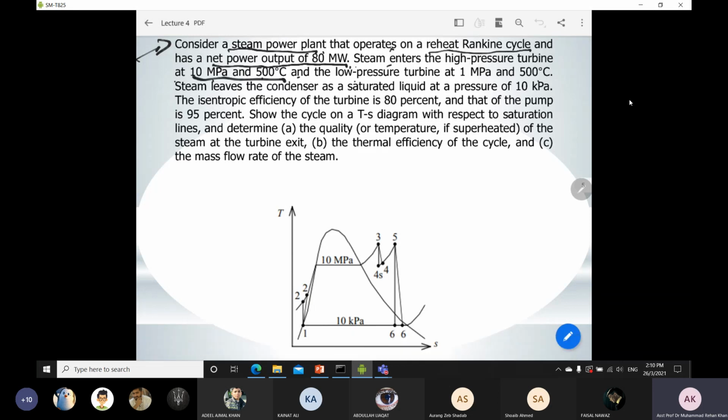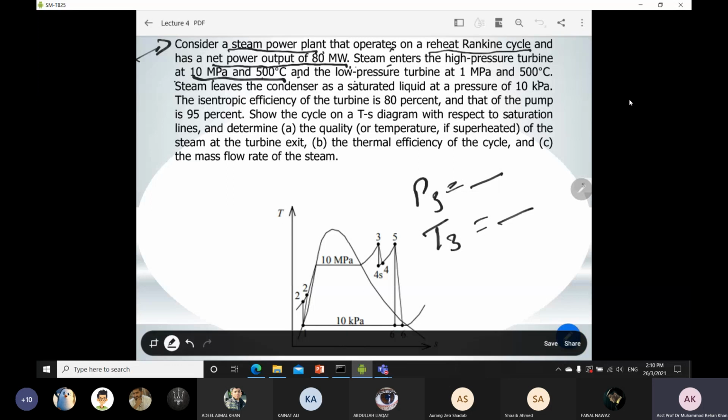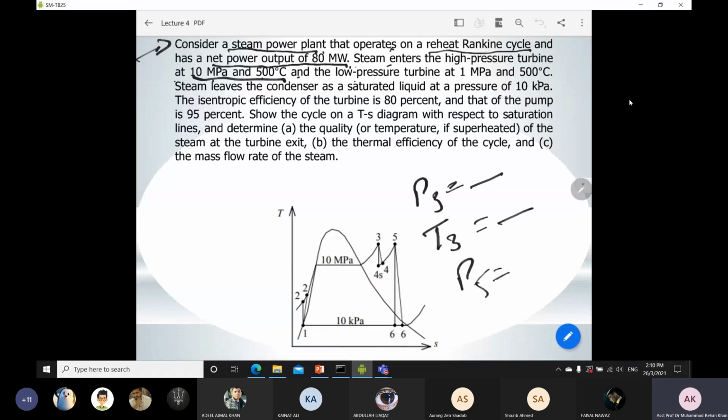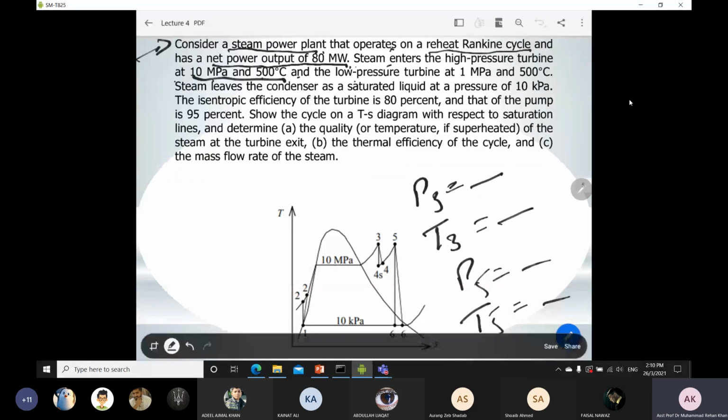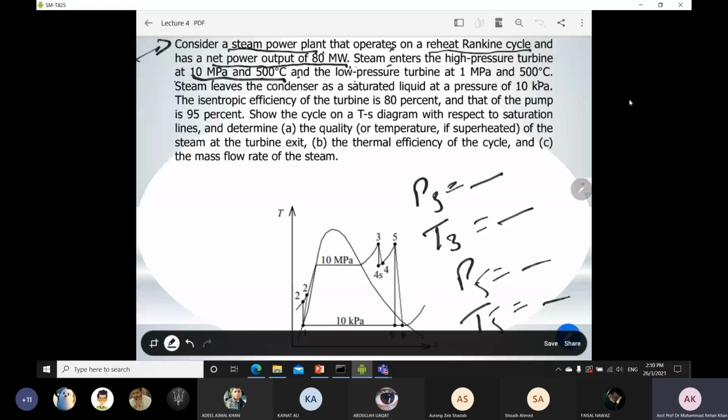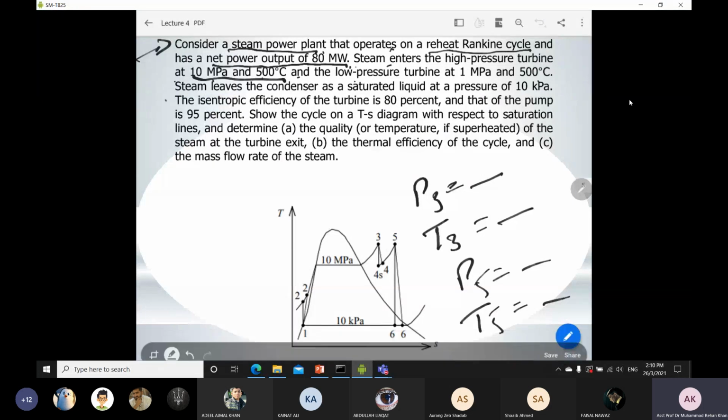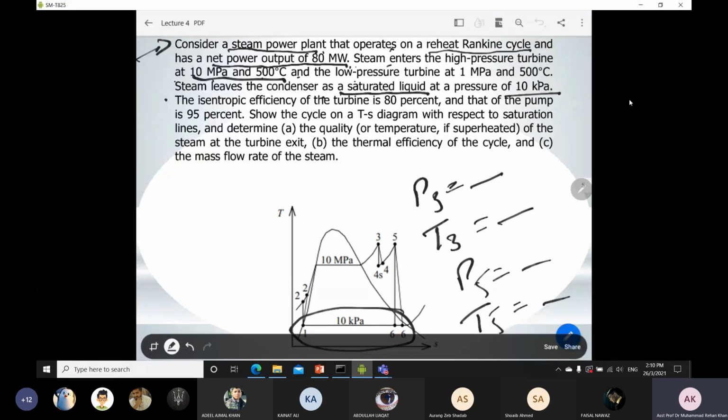It means your pressure at point number 3 is given in the question. Temperature at point number 3 is also given, because this is a high pressure turbine. The low pressure turbine is at 1 megapascal, so your P5 is given. Then your T5 is the same as T3, because it is the same 500 degrees C. Then it is mentioned that steam leaves the condenser as a saturated liquid at a pressure of 10 kilopascal. It means this pressure is given in the question.